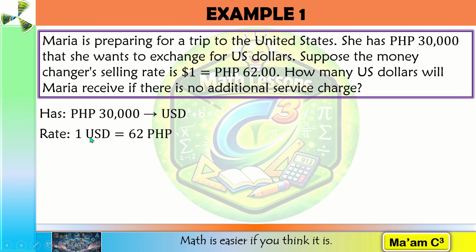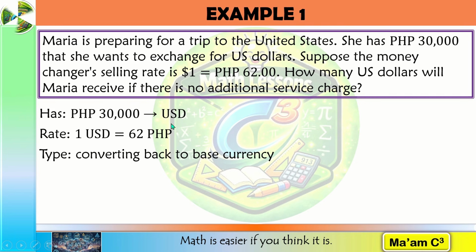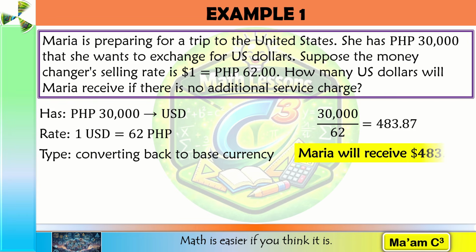This is our base currency. And this is what Maria wants. Since they are the same, it means converting back to the base currency. And in this case, we're going to divide. So 30,000 divided by 62 will give us 483.87. Therefore, Maria will receive approximately $483.87.